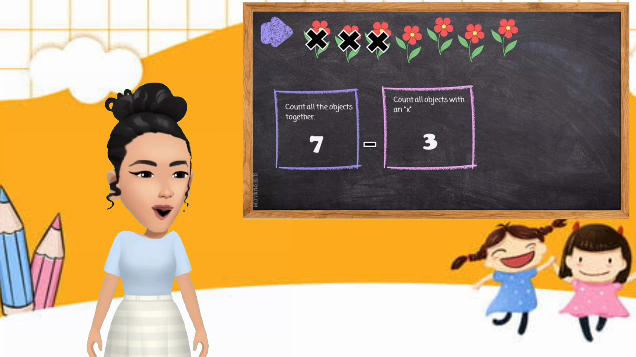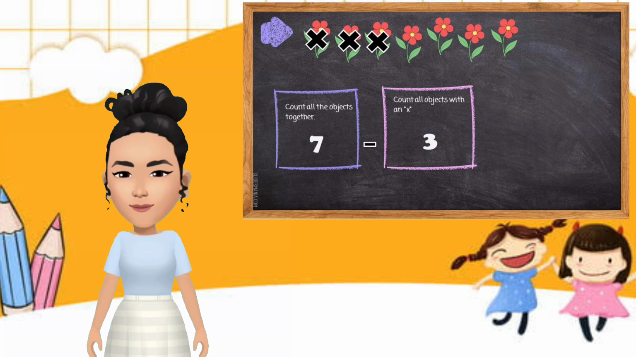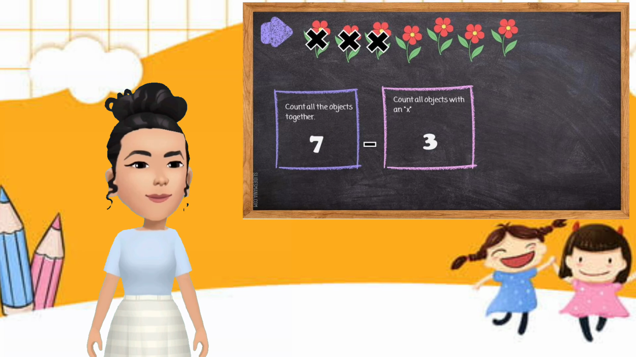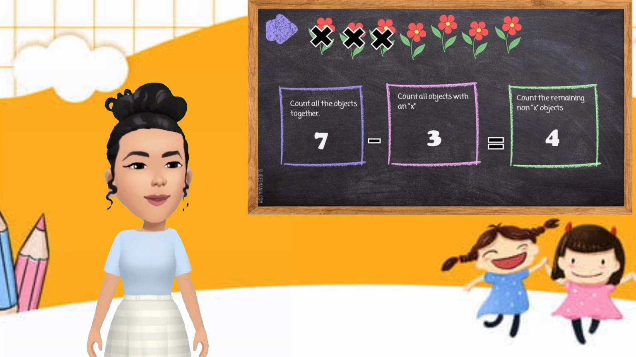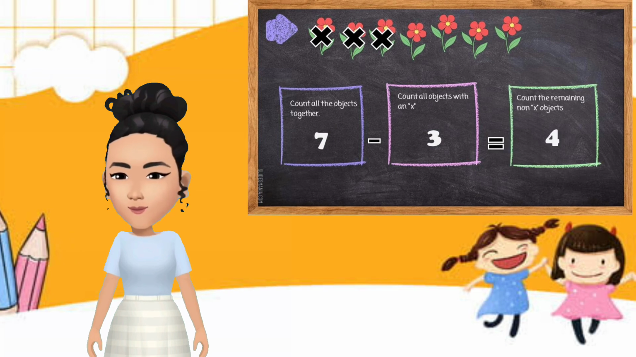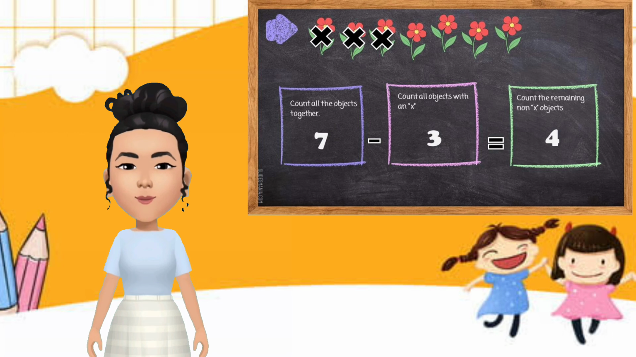What is the difference? For us to know what is the difference, we will count all the flowers that were not crossed out or that were not taken away. And we have 1, 2, 3, 4. We have 4 flowers that were not crossed out. And 4 is the answer. So we have 7 minus 3 is equals to 4. Okay, are we good? Thank you so much.